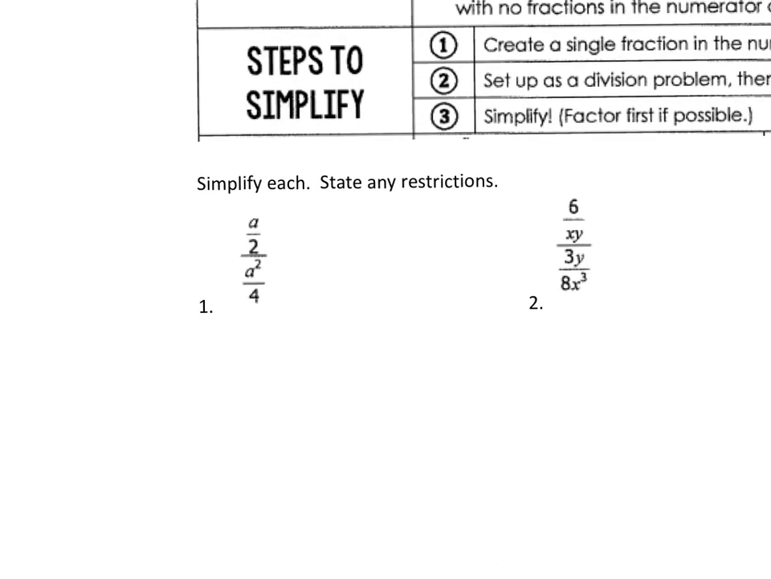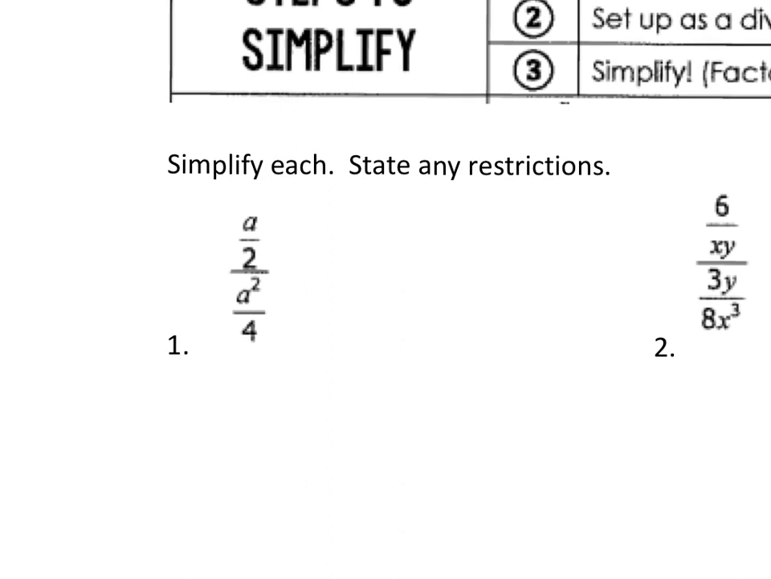Complex fractions are fractions within a fraction. So what you want to do first is create a single fraction with this. Remember, when you divide fractions, what you're actually doing is flipping the second one over and multiplying. So this is going to turn into 4 over a squared.